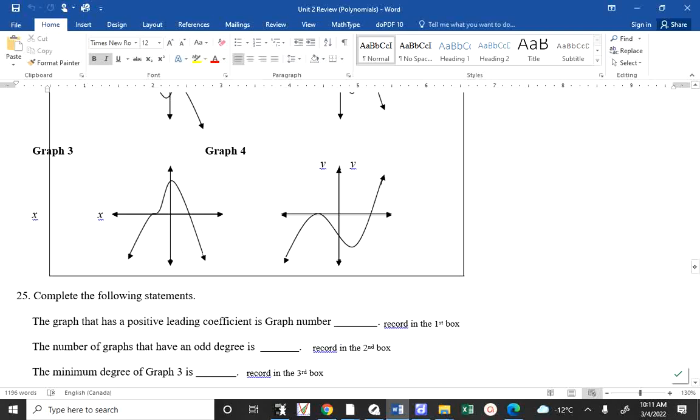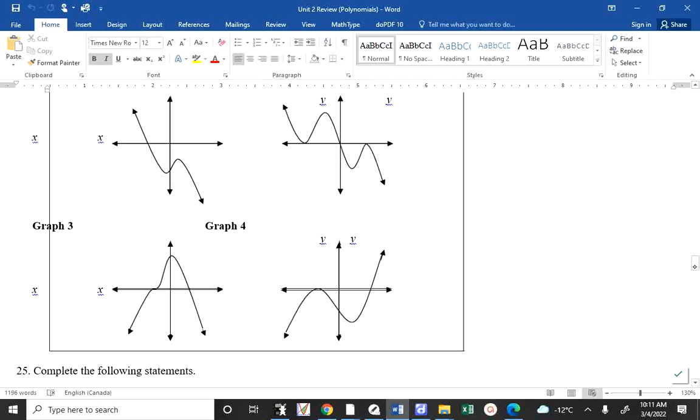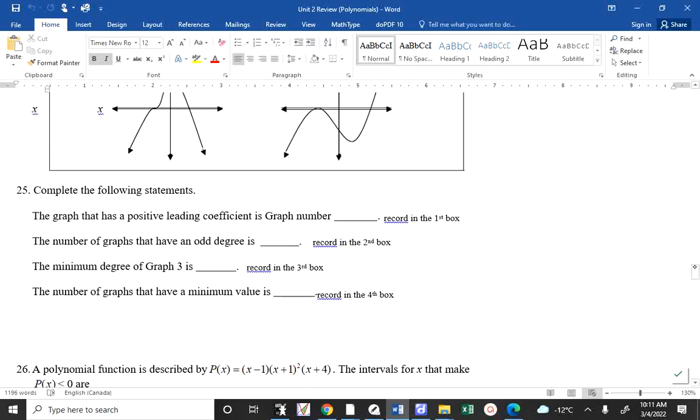The number of graphs that have an odd degree, well, that would be the arms in opposite directions. So that would be graph 1, graph 2, and graph 4. That would be 3 of them. The minimum degree of graph 3, that's kind of related to what we were just talking about before. This would be 2 for this because it's tangent. 1 for that, and 2 for that is 5. And the last question is, I'm glad you asked.